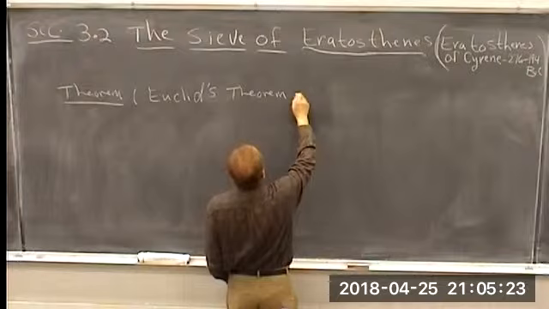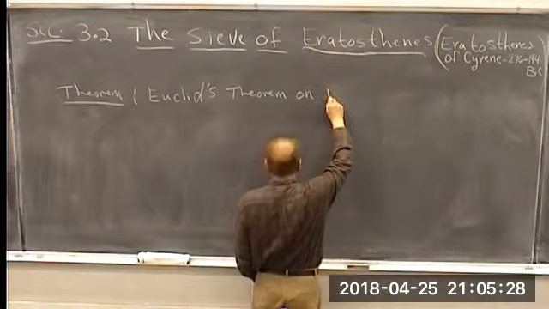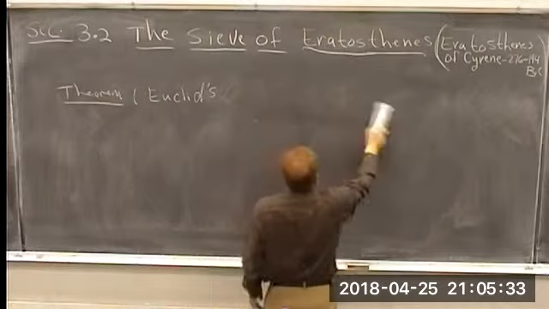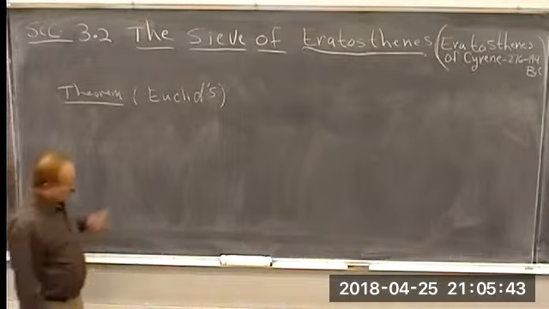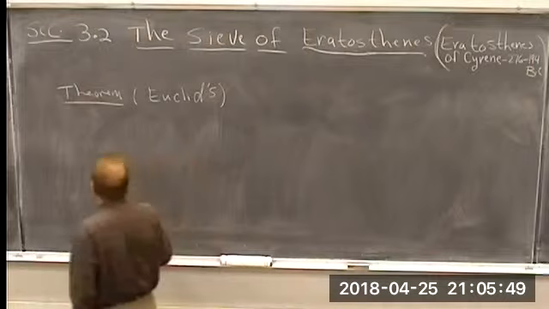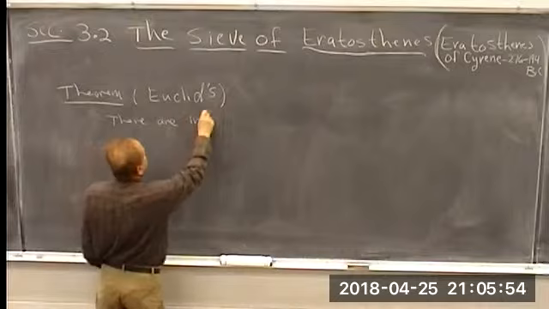I'll just call it Euclid's, okay? Because there are many theorems referred to as Euclid's theorem. One of them is that if a prime divides a product of two numbers, then it must divide one of them. So let's just call this Euclid's theorem, which states that there are infinitely many primes.